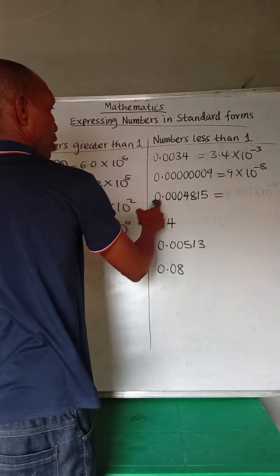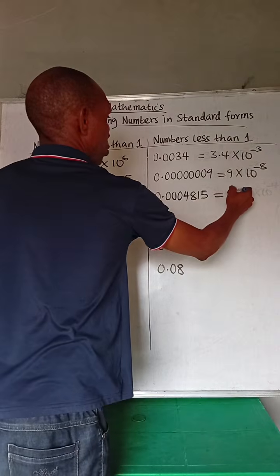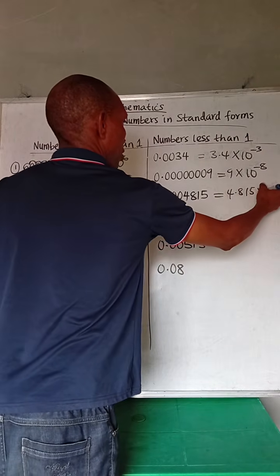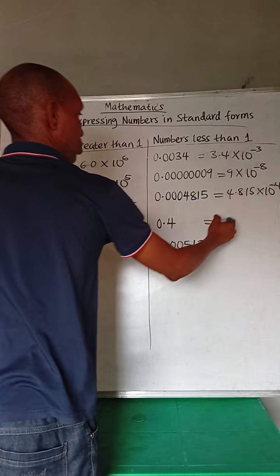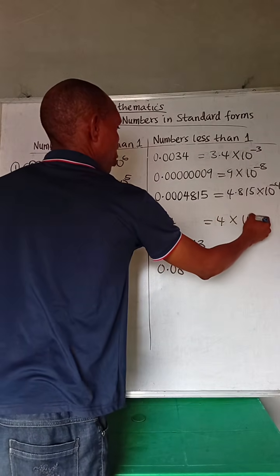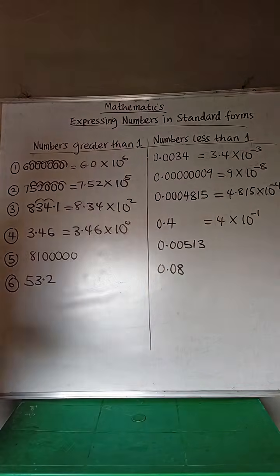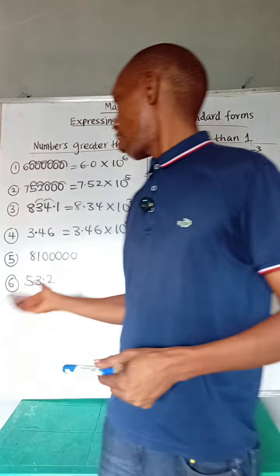Count the zeros here: 1, 2, 3, 4. That gives us 4.815 times 10 raised to the power minus 4. Count the zeros here. Only one zero here. So that gives us 4 times 10 raised to the power minus 1. Those are the standard forms of those numbers from number 1 to 4. So you can attempt the ones from 5 and 6.